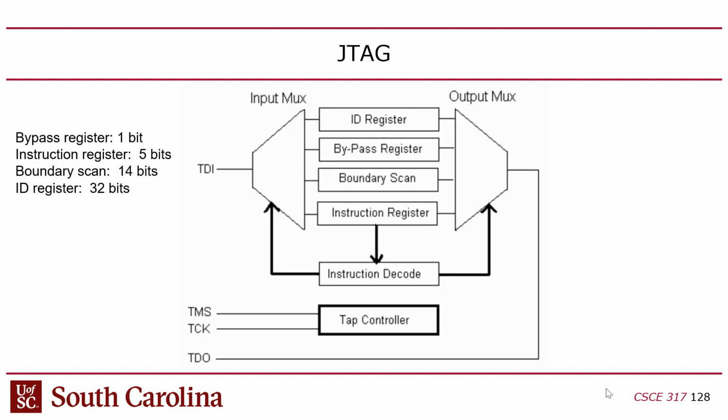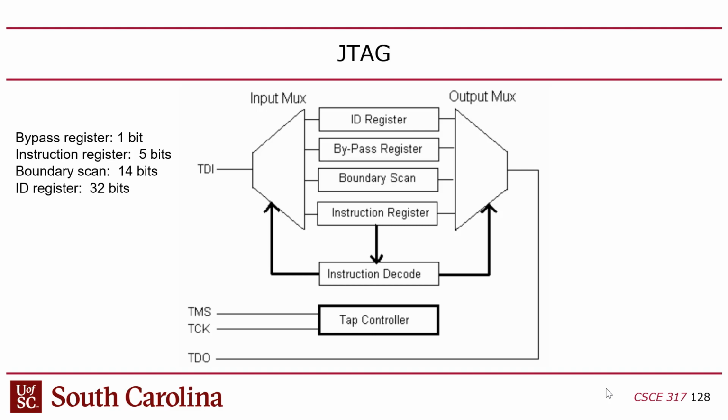Okay, so basically the idea is that the instruction register controls a DMUX and a MUX, such that the data coming in through TDI will go into whichever one of the registers you told it to go into, based on the instruction. Now there are 4 main ones. There's an ID register, which identifies devices on the JTAG chain.